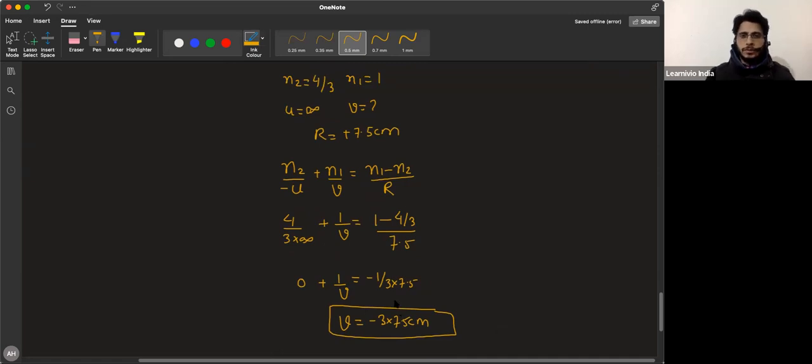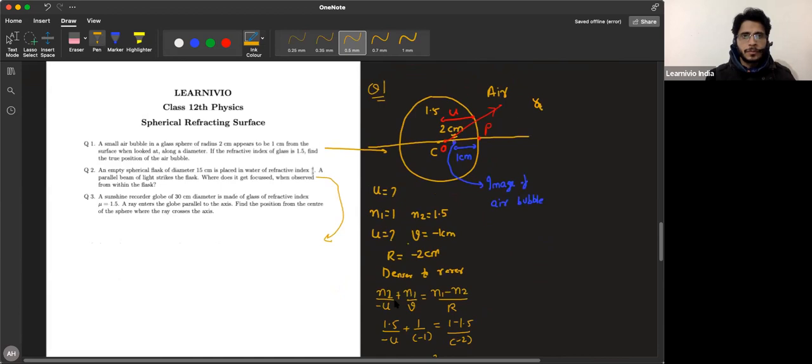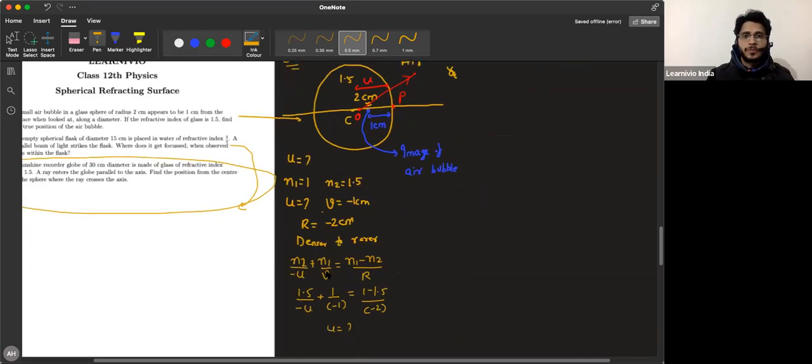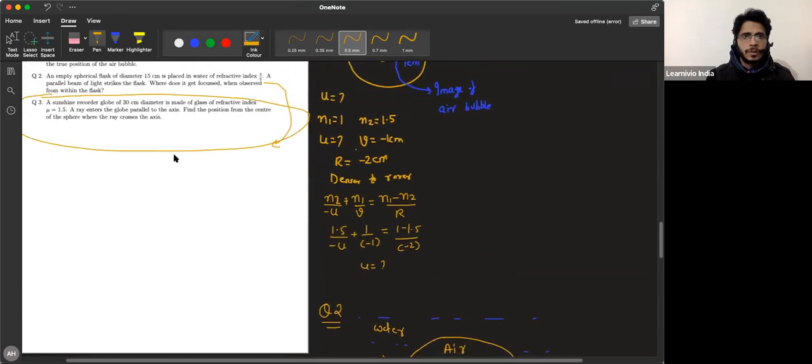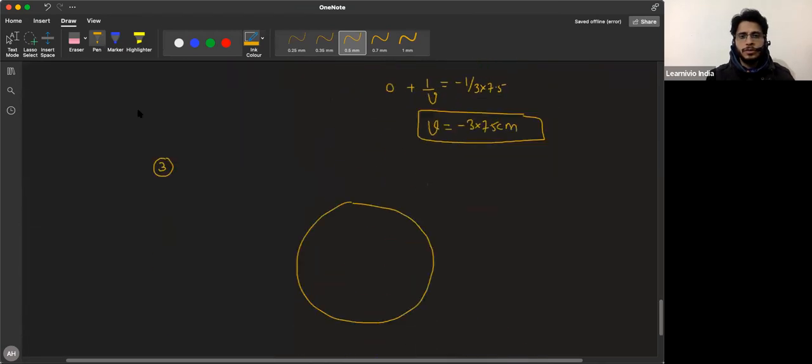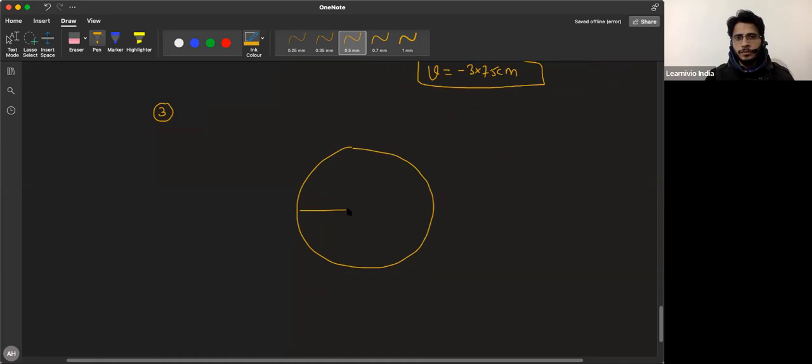Okay, next, third question. A sunshine recorder globe of 30 centimeter diameter is made of glass of refractive index 1.5. A ray enters the globe parallel to the axis. Find the position from the center of the sphere where the ray crosses the axis. So it's a globe, sphere again. Its diameter is 30 centimeters, so radius of curvature is 15 centimeter.